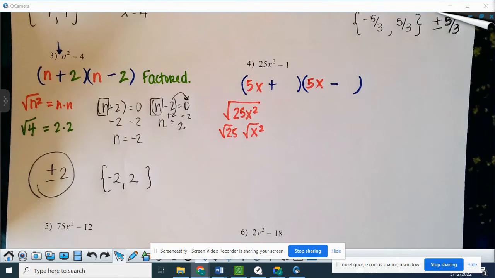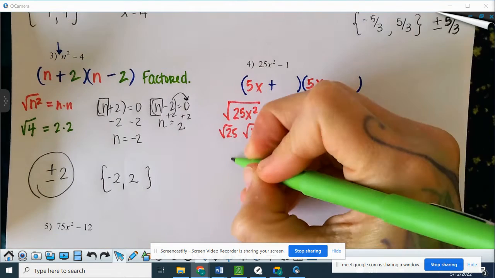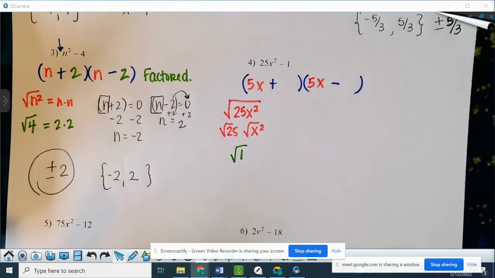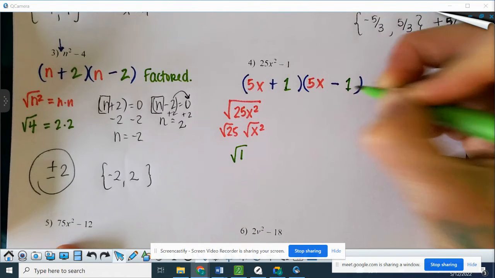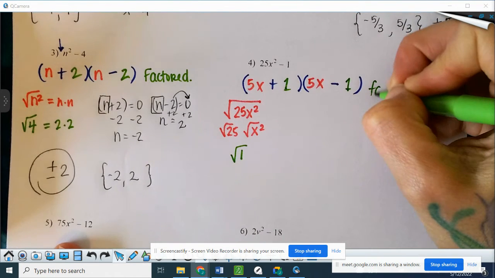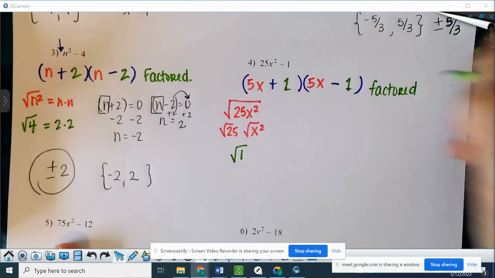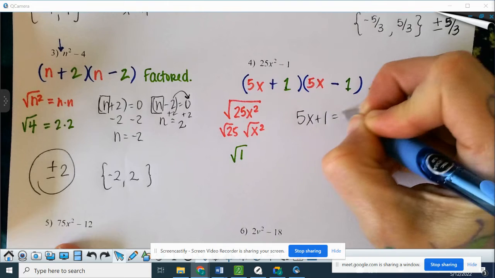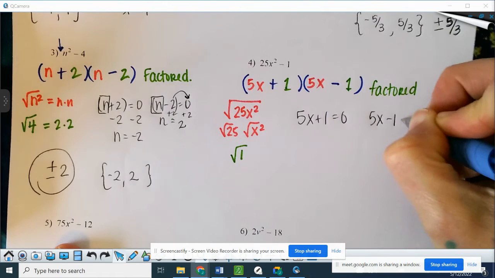Then we're going to do the square root of 1. What did I multiply times? Yeah, good. 1, 1. So again, we now have our factored form. We're going to take these and solve them. So 5x plus 1 equals 0. 5x minus 1 equals 0.